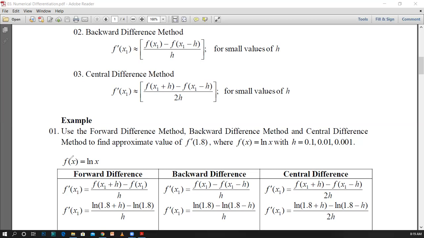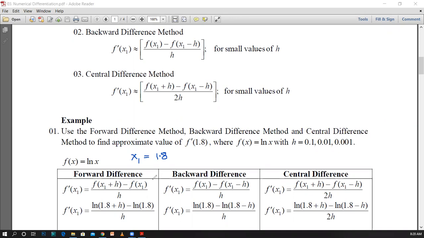Here I have mentioned the function f(x). It is given as ln x, and we need to evaluate the derivative for this function f(x) at the point x1, and here you can see that point x1 is equal to 1.8. It is the value that they ask us to evaluate. Therefore, now I will use this table since I need to apply all the three methods for this function.